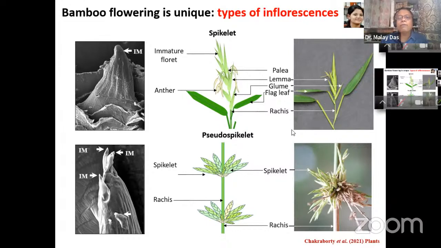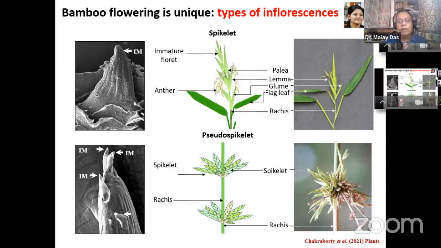So in the same flowering cycle, I'll show you some data. In the initial part of the flowering cycle, spikelet flowering happens, and then at the end, it switches to pseudospikelets. Again, that's an ecological mystery: why is the same plant, within the same flowering cycle, switching to two different types of inflorescence habit?